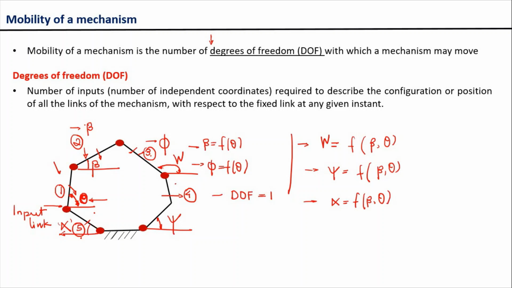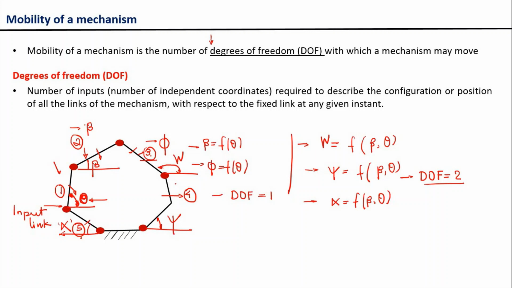So in this case we can say that two coordinates, theta and beta, are required to specify the motion of the remaining links 3, 4 and 5 in the mechanism. So we can say the degree of freedom of this mechanism is 2.